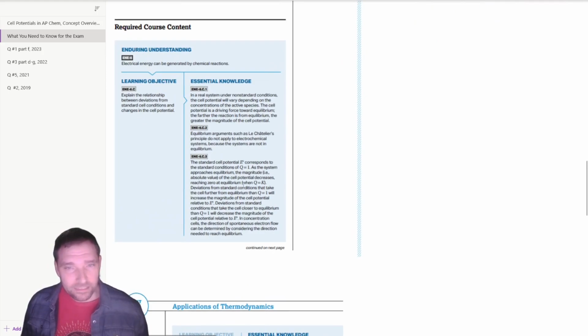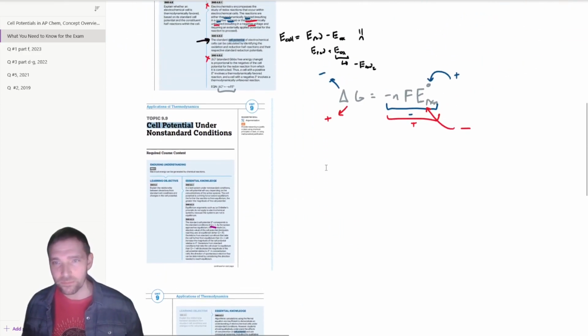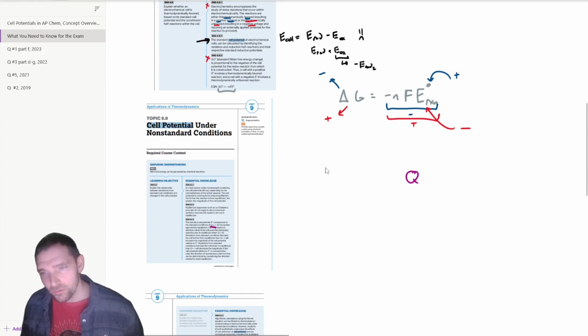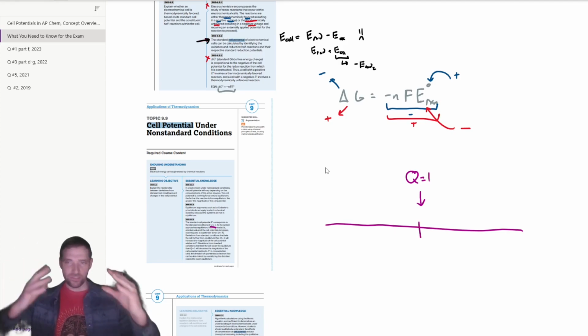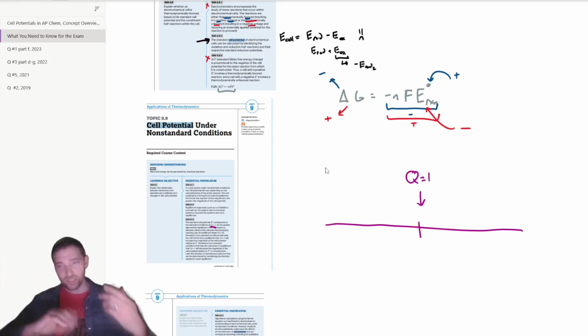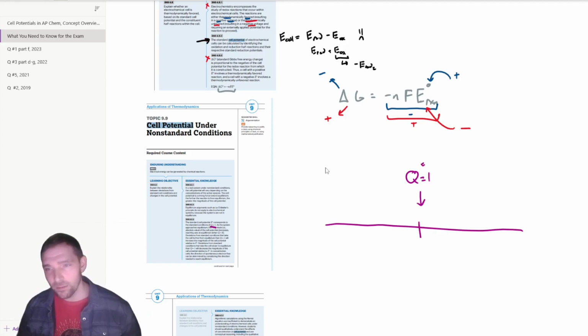And they've got it defined here, but it's a very small point. Q should be 1 for a standard condition. So if we're talking about any sort of equilibrium, Q equal to 1 is kind of right in the middle in terms of the values that you could be getting. Because remember, Q is a ratio of products over reactants.